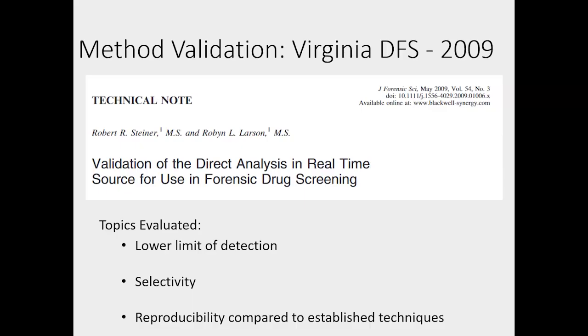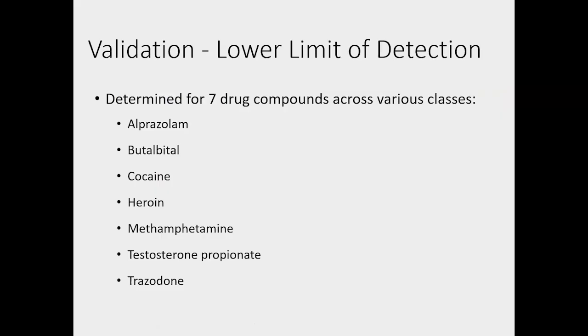Because of that, Bob Steiner and Robin Larson actually published our method validation in the Journal of Forensic Science. So if you're interested in more details than what I'm going to be providing here, you can feel free to look up that publication. But in general, they investigated 3 different separate topics, including a lower limit of detection study, selectivity, and then also they looked into how the reproducibility compared to established techniques. So I'll go into each of those 3 different experiments that they did.